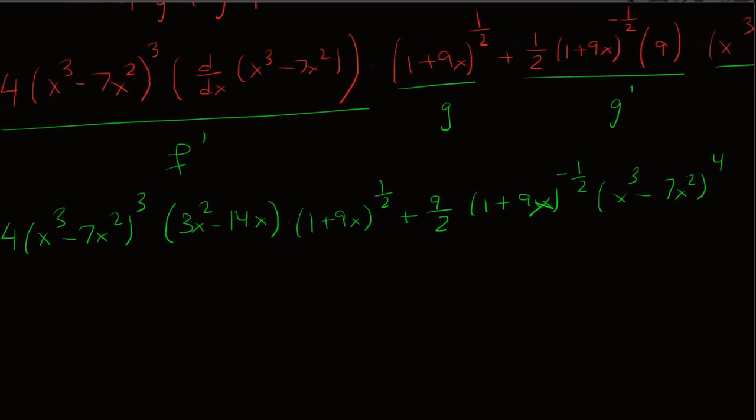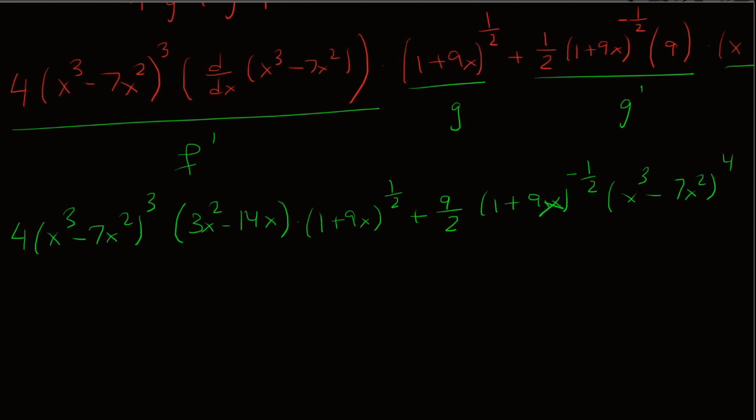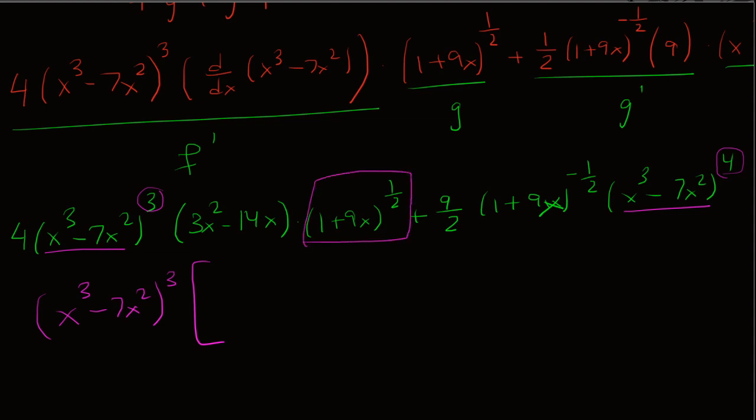We can do some simplifying here. So let's see what we can factor out. We have x cubed minus 7x squared. This one is raised to the third power. This is raised to the fourth power. We always get the one that's to the smallest exponent. So in other words, 3 in this case. And then we have 1 plus 9x to the 1/2, and 1 plus 9x to the negative 1/2. So this one we're going to pick the smaller exponent, which is to the negative 1/2 power.